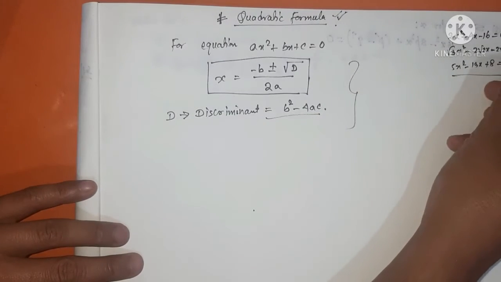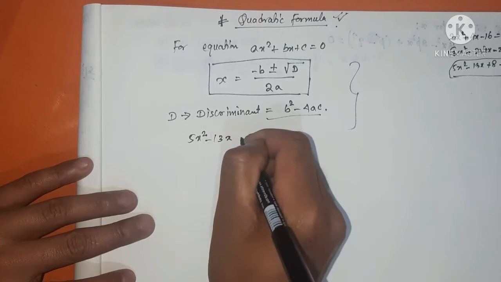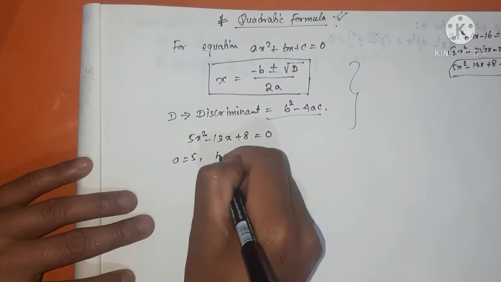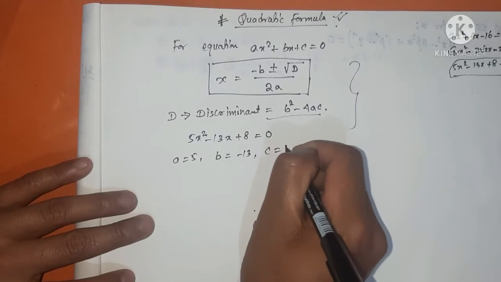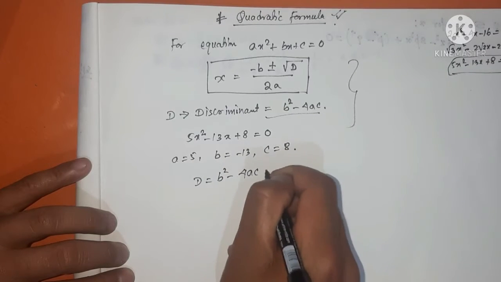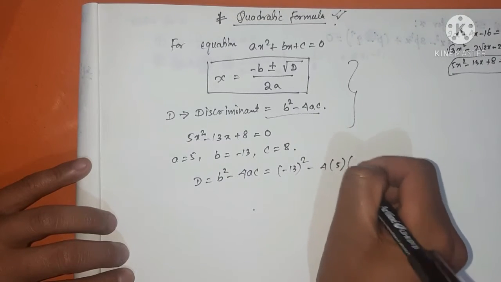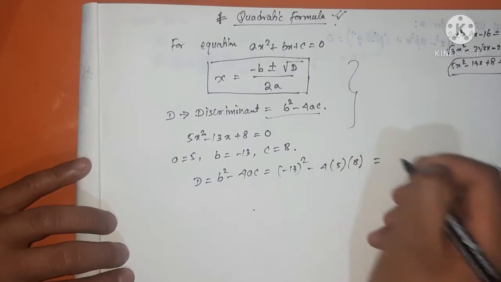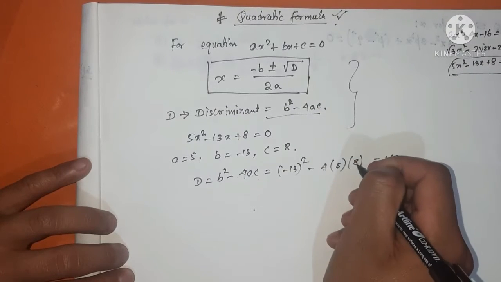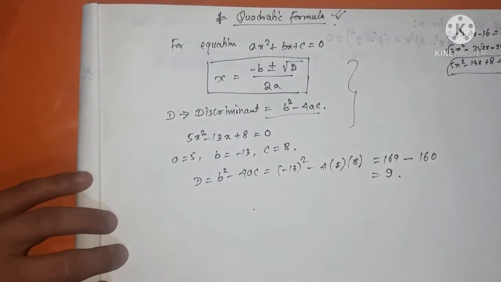Okay, suppose you have an equation 5x square minus 13x plus 8 is equal to 0. Here a is 5, b is minus 13, and c is 8, isn't it? Then d will be b square minus 4ac, that is minus 13 square minus 4 into a is 5 and c is 8, right? So 13 square, minus square is plus, 13 square is 169, minus 4 into 5 is 20, into 8 is 160, right? That is equal to 9.